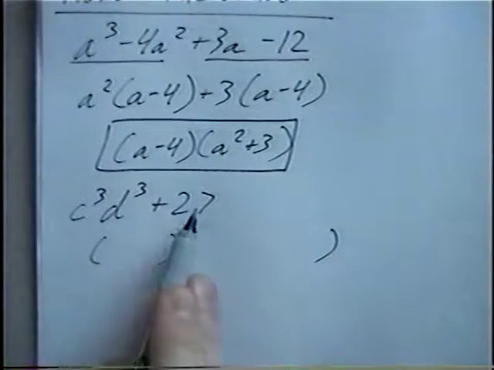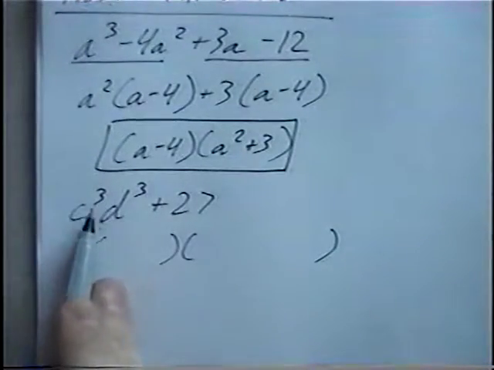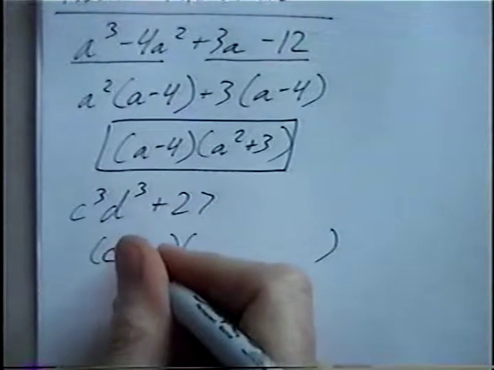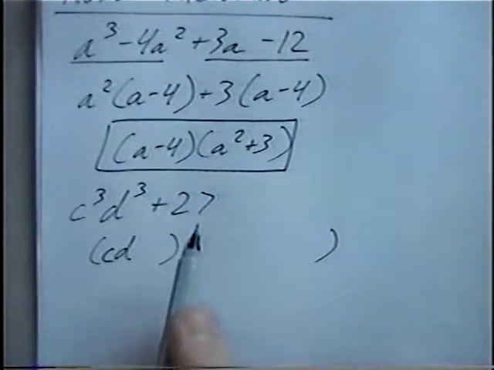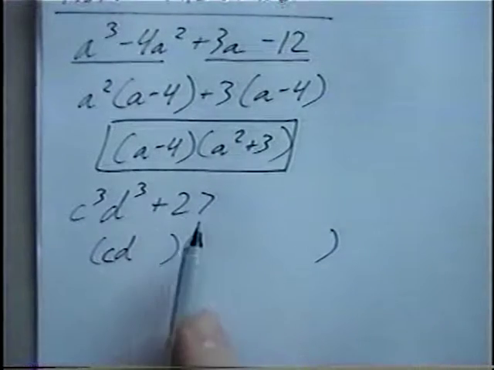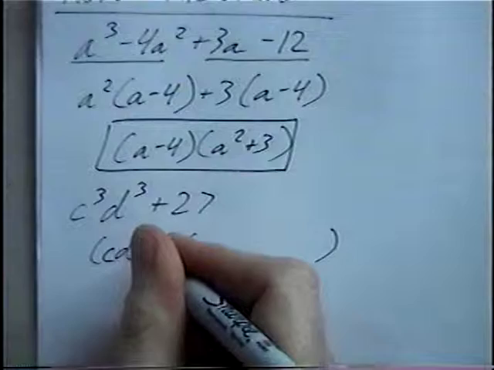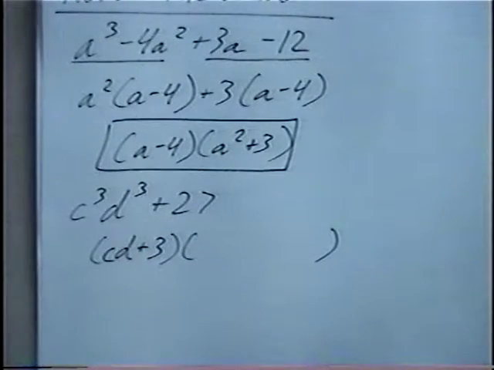The first term is the cube root of each one of these. The cube root of c cubed is just c. Cube root of d cubed is just d. Cube root of 27 is what number times itself 3 times is 27? And that would be a positive 3.